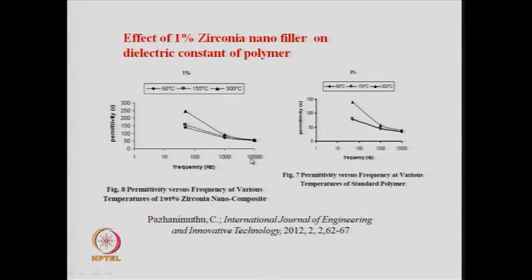Here we look at the variation of a nano filler of zirconia, which is ZrO2, zirconium dioxide, when you are using these zirconia nanoparticles as filler in a polymer. So, what is the effect on the dielectric characteristics? When you say dielectric characteristics, you can mean dielectric constant, dielectric loss or dielectric strength.